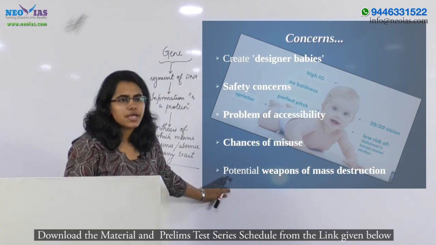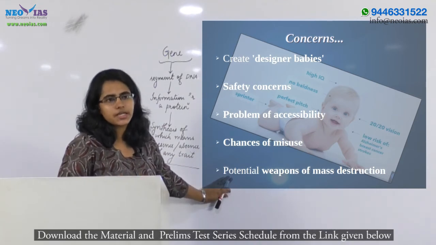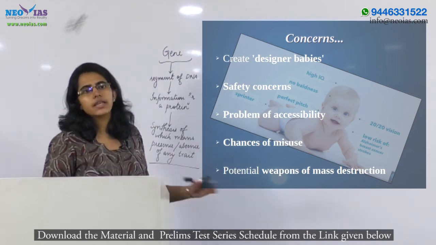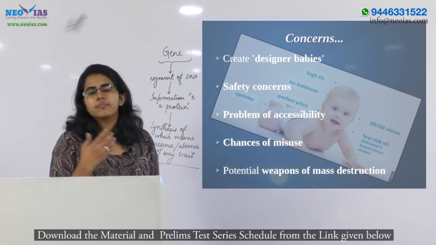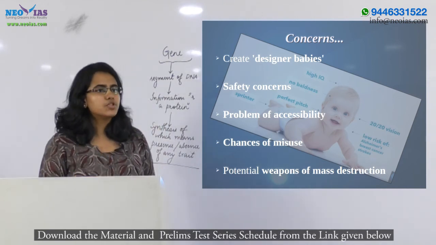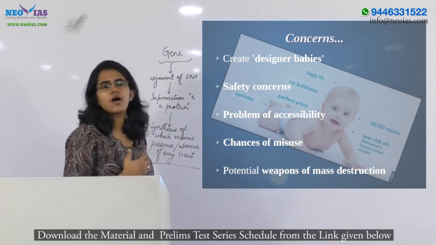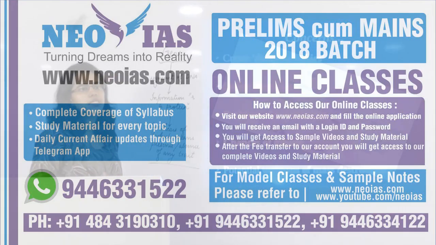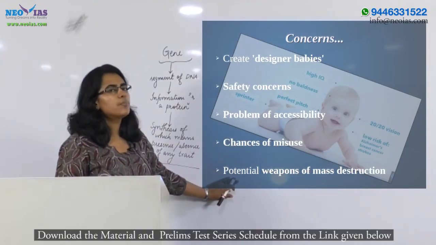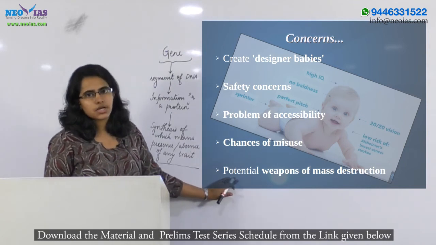Another concern that has been raised is in regard to use of this gene editing technique as weapons of mass destruction. That is, if it falls into the wrong hands, it can be used to edit certain genes, and that can spread a virus or even affect the food chain. So such possibilities are also being raised. So these are the main concerns in regard to the use of the gene editing technique. The first is creation of designer babies, second the safety concerns, third the problem of accessibility, fourth the chances of misuse, and fifth is in regard to potential weapons of mass destruction.